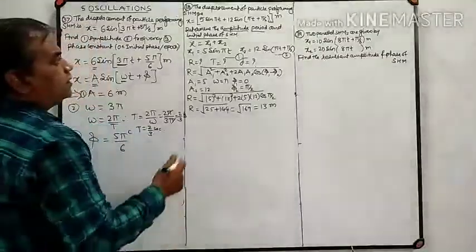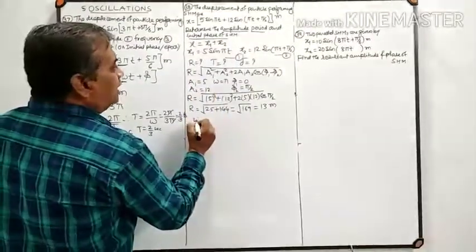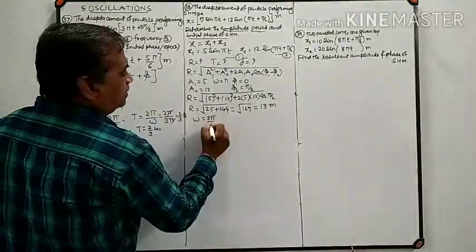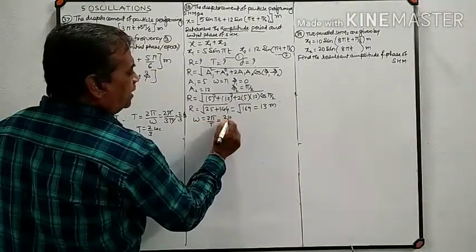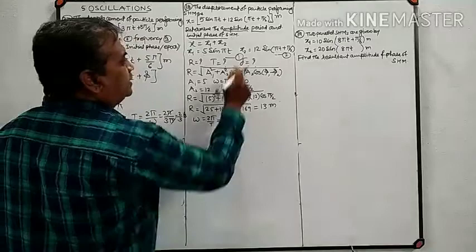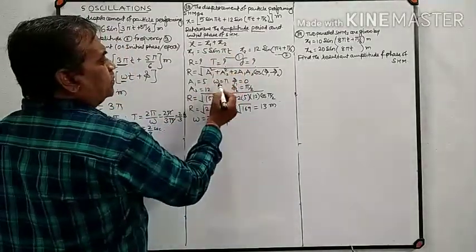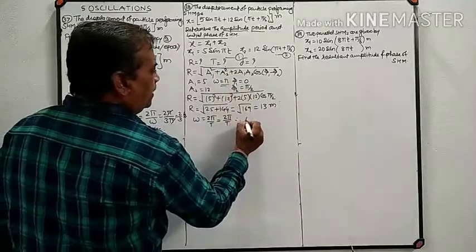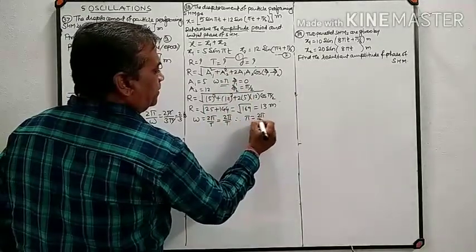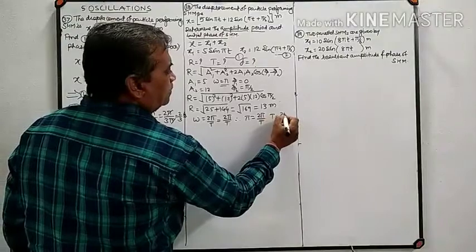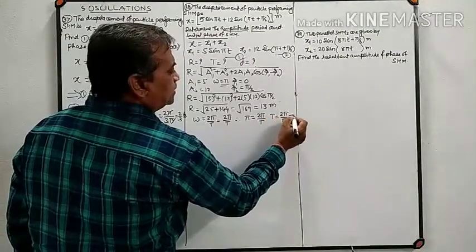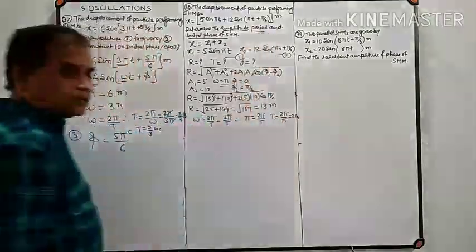Then we have to find the time period T. ω = 2π/T. But what is the value of ω here? ω is equal to π. So therefore π = 2π/T. Therefore T = 2π/π, or it is equal to 2 seconds. So the second term is also calculated.